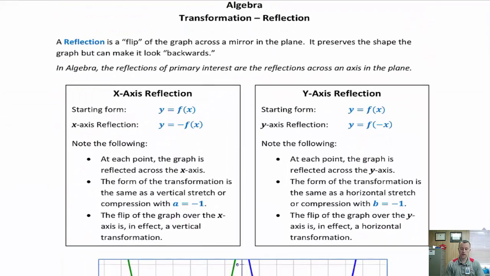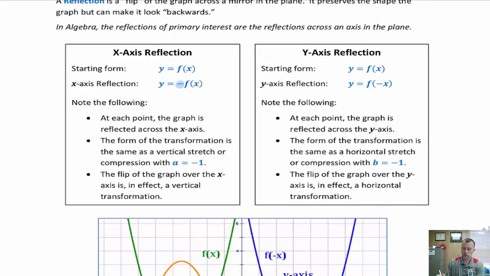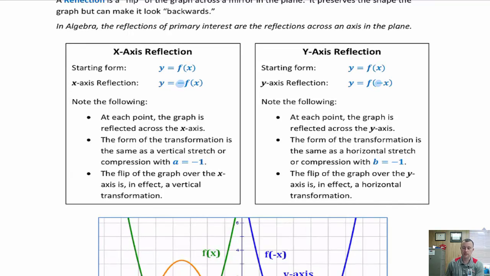Now, I did want to bring up again those reflections, because that's the one thing I mentioned, so this will be tested. So the reflections now. This is when that a is negative. You see a is negative, it's like you have a negative number in front of your function. That's when you're going to have an x-axis reflection, which means your graph is getting flipped over the x-axis. If you have a y-axis reflection, well, that's because the negative is inside the function.